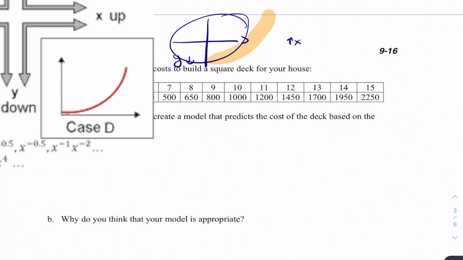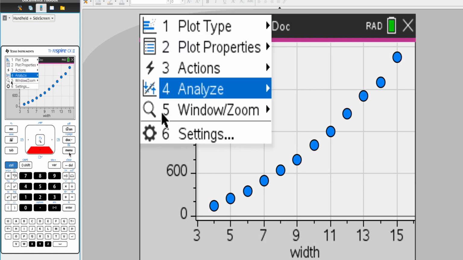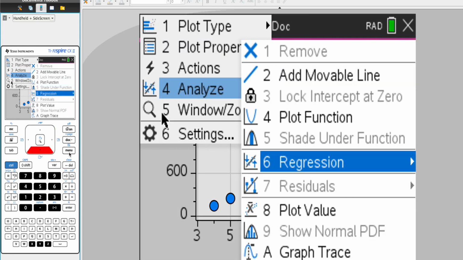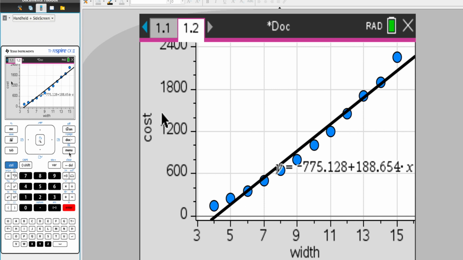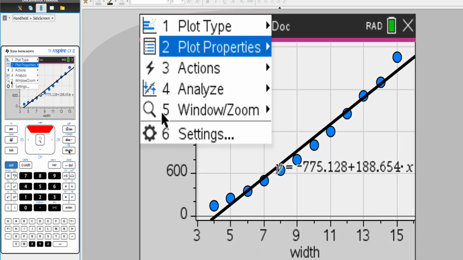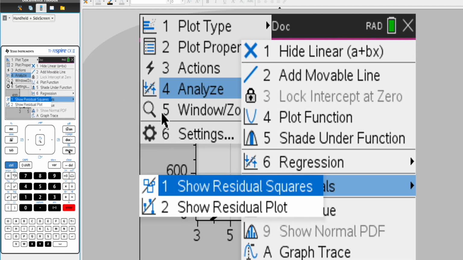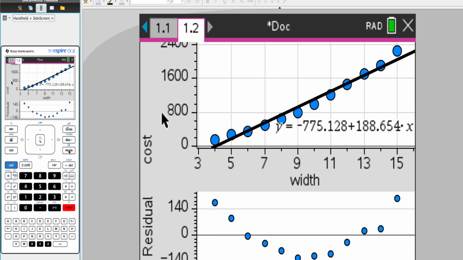So the other way to just double check to see if there's a pattern is we're going to go Menu, Analyze, first put on our regression model. We'll do A plus BX. The problem's telling us that it's going to need to be a re-expression. So we are also going to then look at our residual plot. Let's say show residual plot. Clearly there is a curve here in our residual plot, so a line is not appropriate.